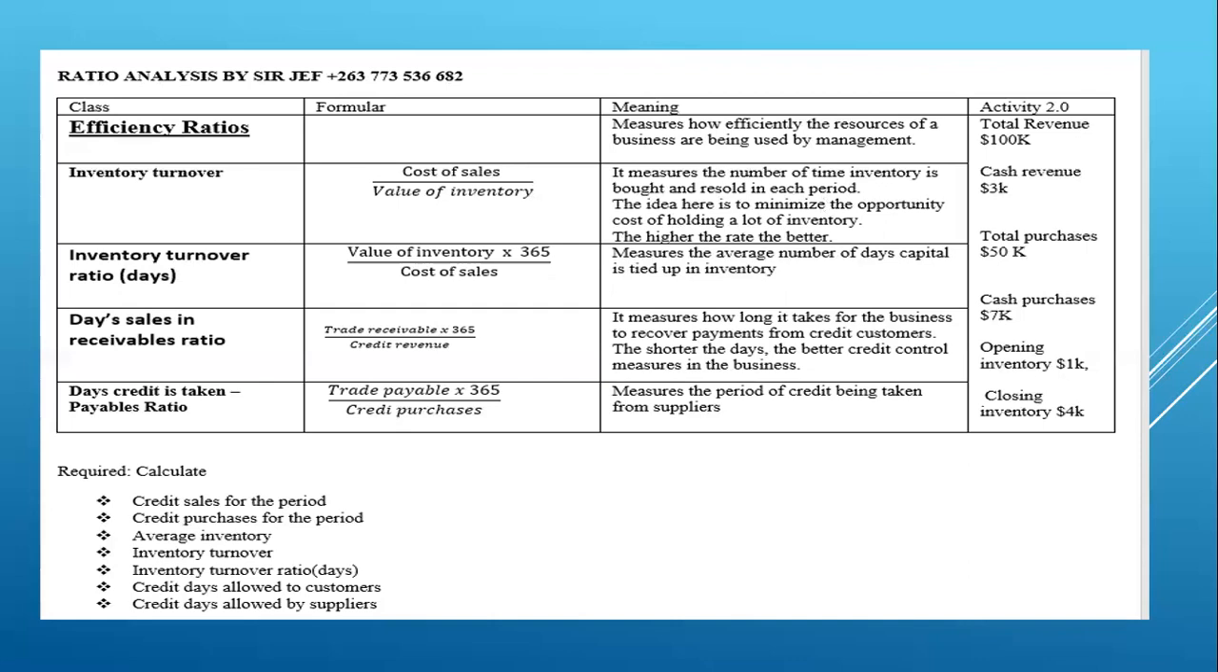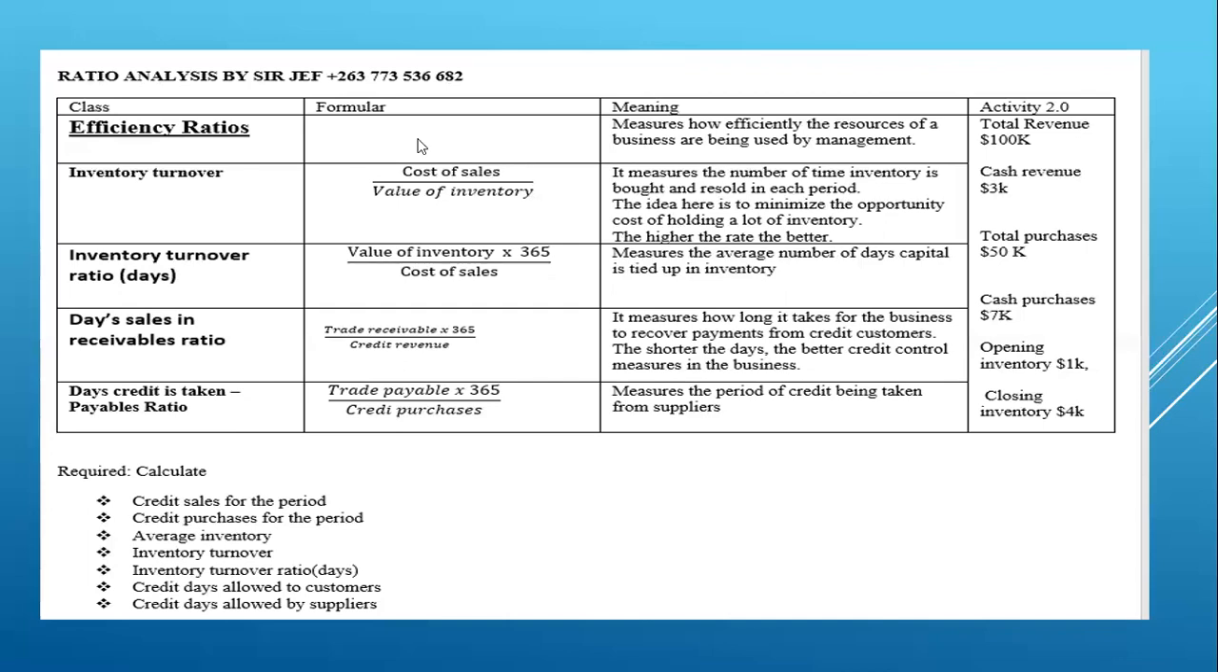The idea here is to minimize the opportunity cost of holding a lot of inventory. Okay, so you need to minimize the amount of inventory that you are holding. Remember, the opportunity cost of holding inventory is the capital that you could have invested in other activities that could be profitable. So the higher the rate, the better. If you calculate the rate of inventory turnover and it's higher, it's 15, 20, 30, 100 times, the better.